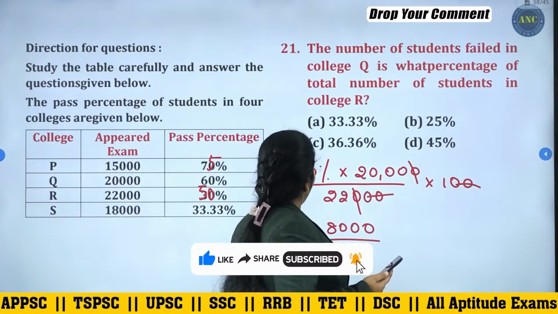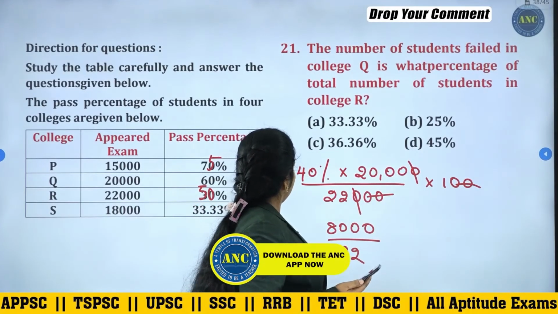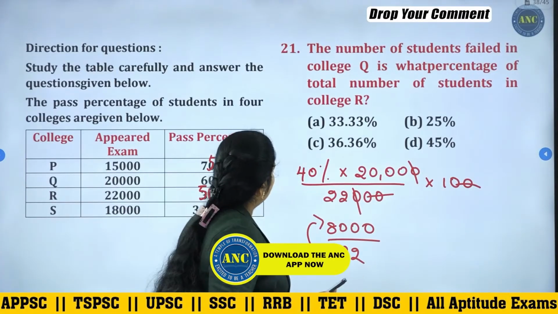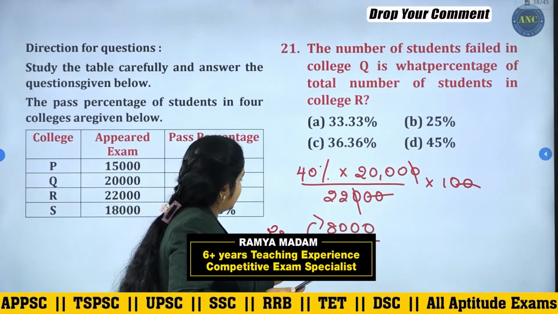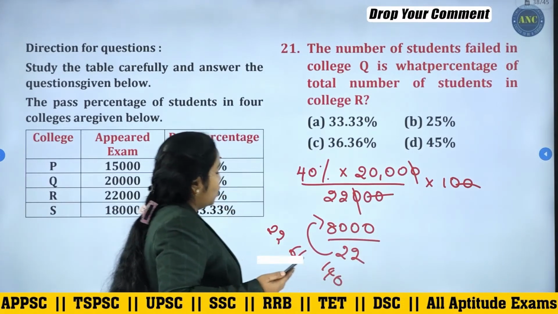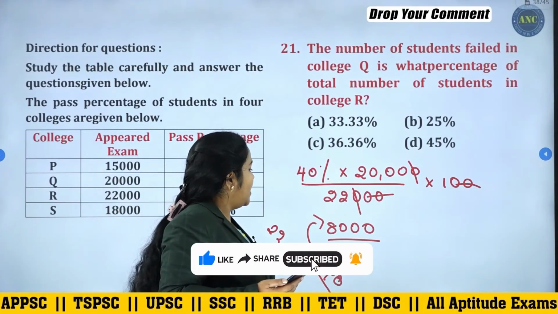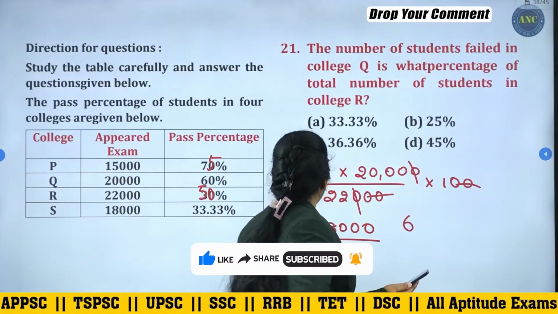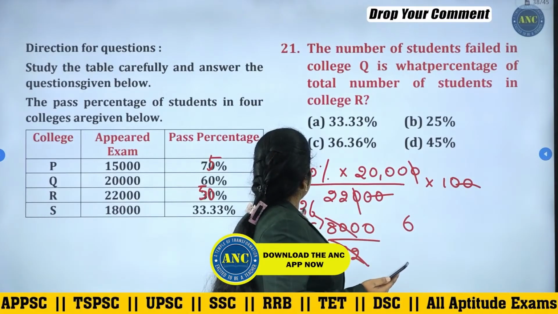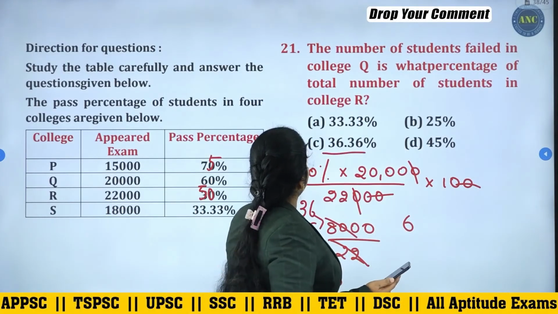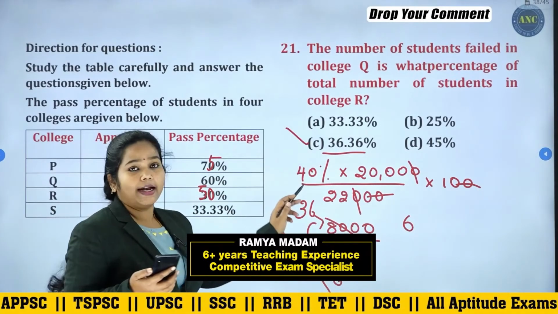So, what will be the answer? Take 22 into 3, 66. 140 is remaining. 2 7s are 14, but we can't take 7 times. How many times can we take? 6 times we can take. So, it's 3.6, another 6 times we are taking. So, option C is the correct answer.